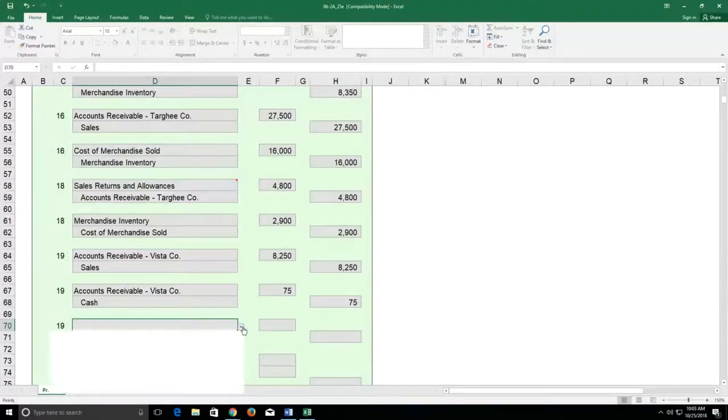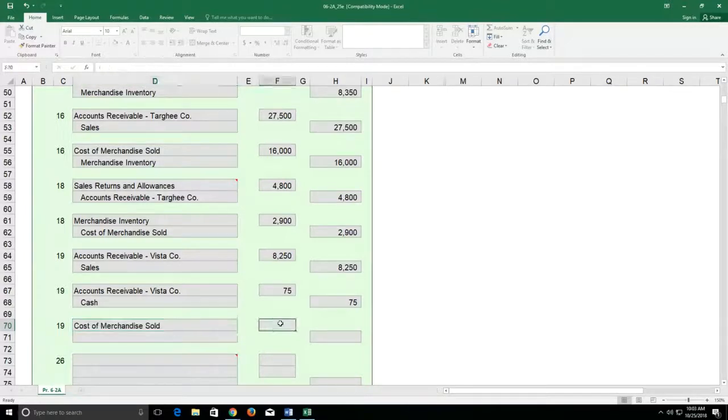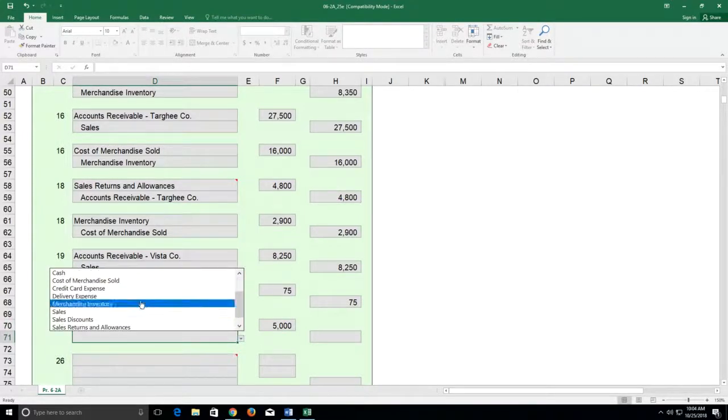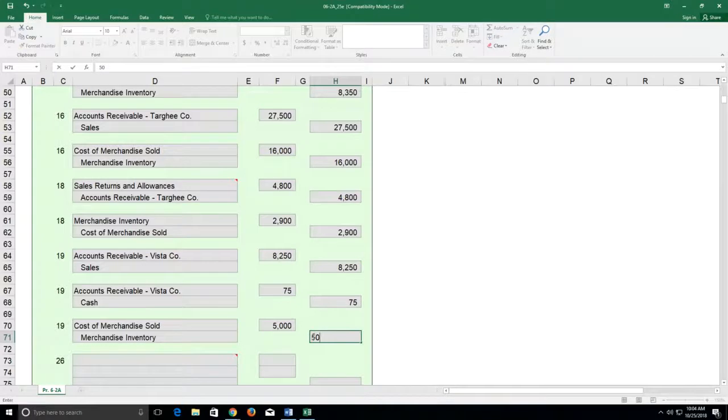Okay, so now we're going to debit cost of merchandise sold for the $5,000 and credit merchandise inventory for the $5,000. Now, when they get their sales discount, when they pay us, do they get it on that $75? No.